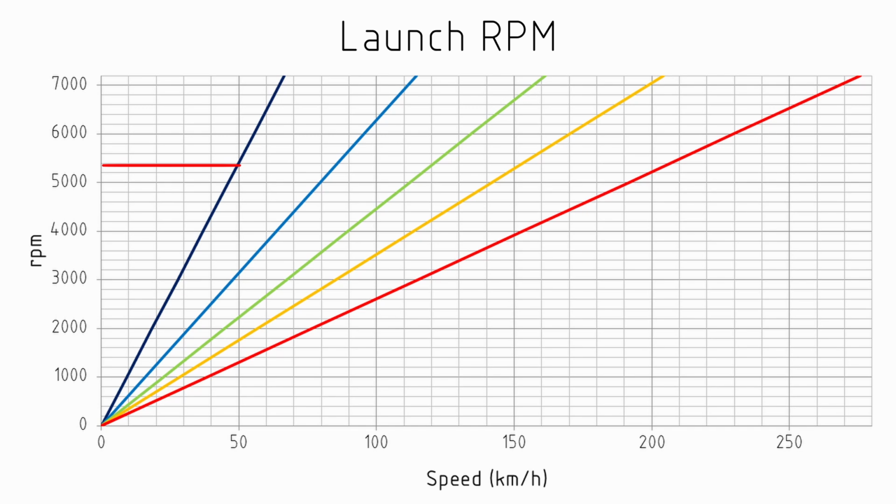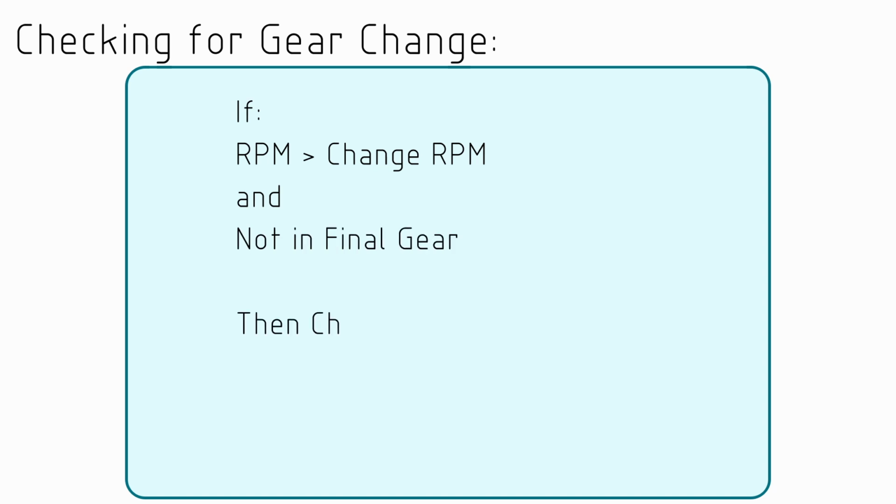This is simulating a perfect launch where either the driver is releasing the clutch at the absolute perfect rate or modulating the throttle. Now as we're doing this loop over and over again, we do need to check for when we have a gear change. So this is just an if statement that sits nested in this loop, that if the RPM is greater than a change RPM and the vehicle is not already in the top gear, then a gear change is initiated.